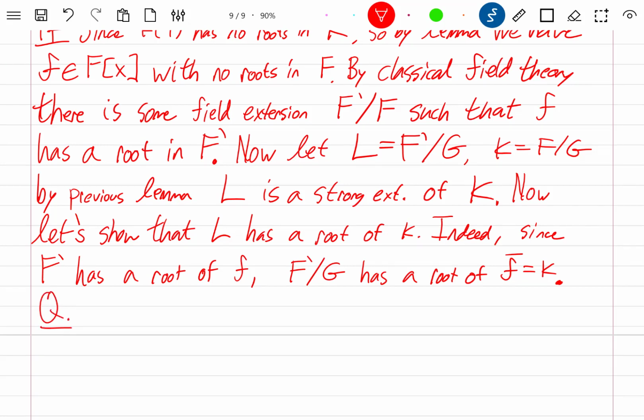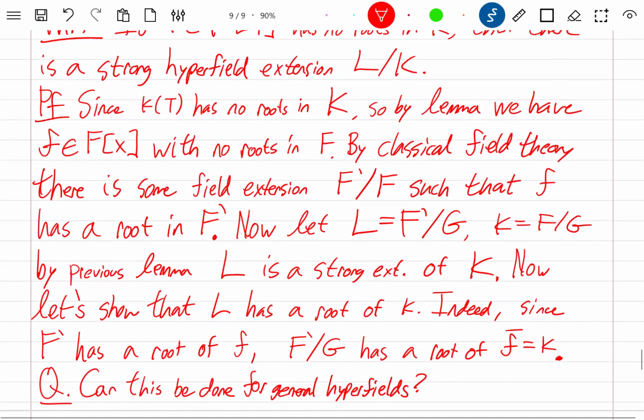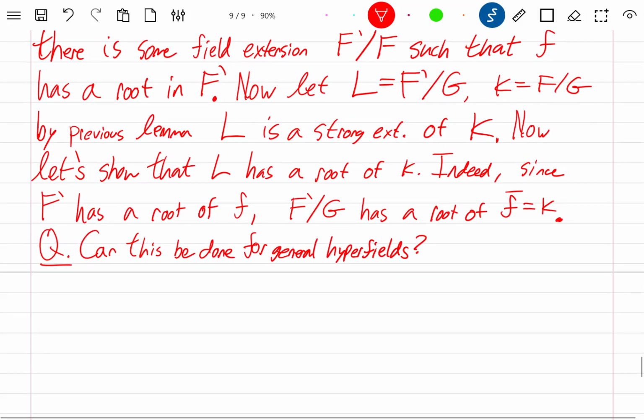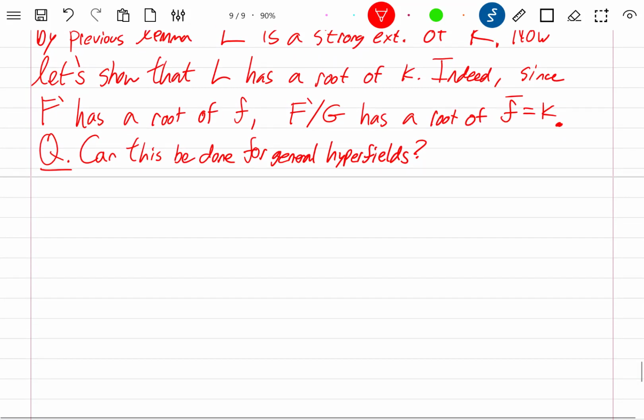The question that we have is, can this be done for general hyperfields? I have only answered the question for quotient hyperfields, kind of exploiting classical field theory. But the problem still remains open for non-quotient hyperfields, or general hyperfields. However, you would expect it to be true.